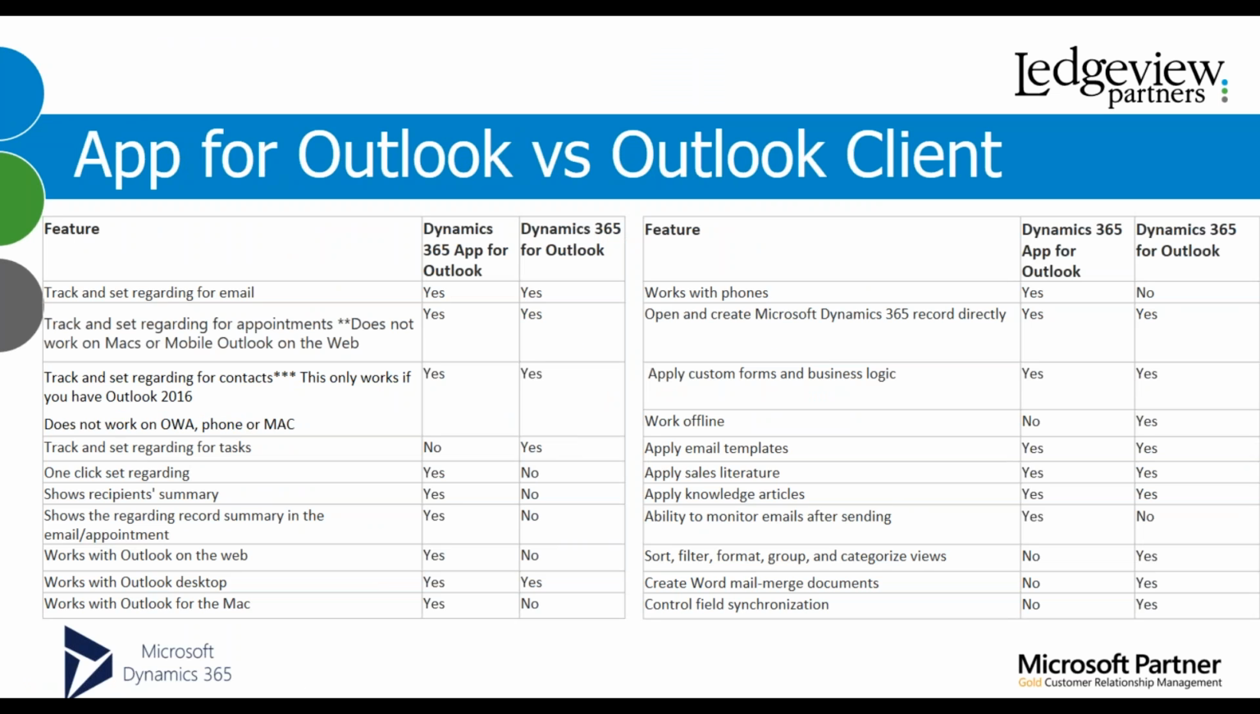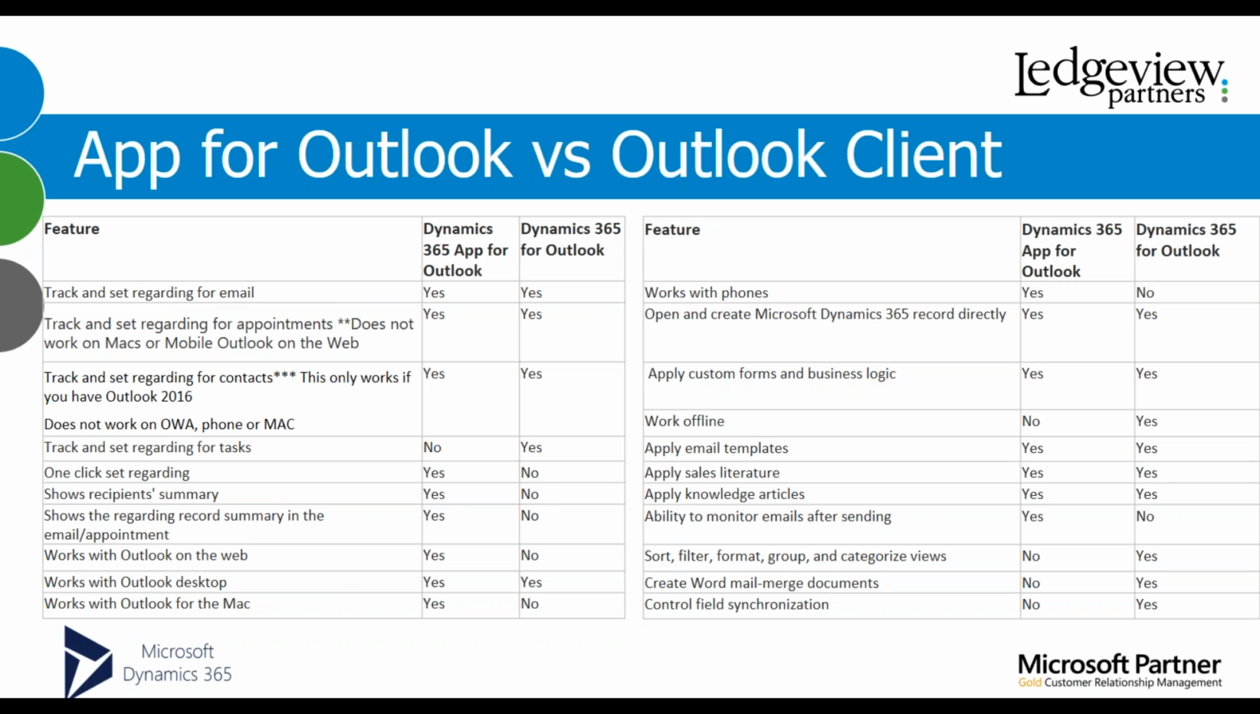Now, tracking and set regarding for emails, you can still do in both. Track and set regarding for appointments, however, can still be done in both, but there is a small caveat. It does not work on Macs, and you cannot use it at this time on mobile Outlook on the web.